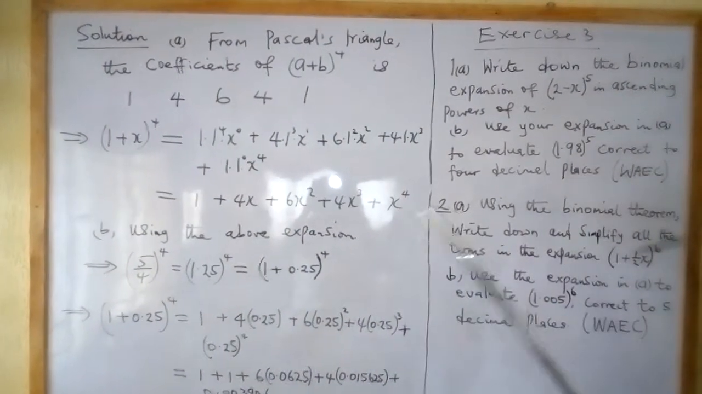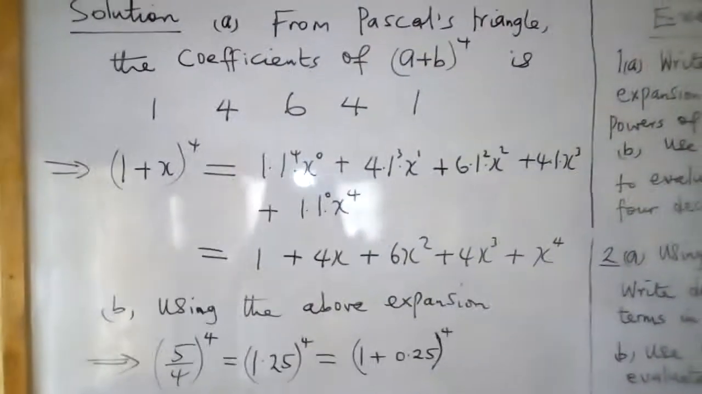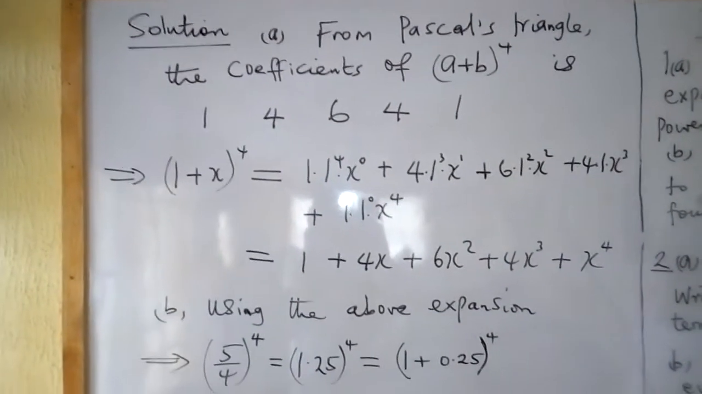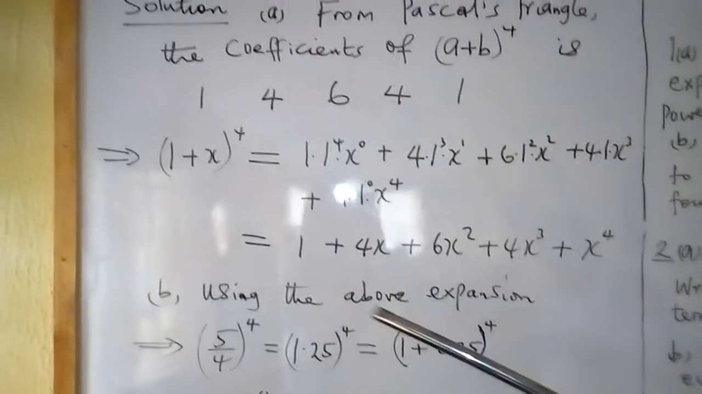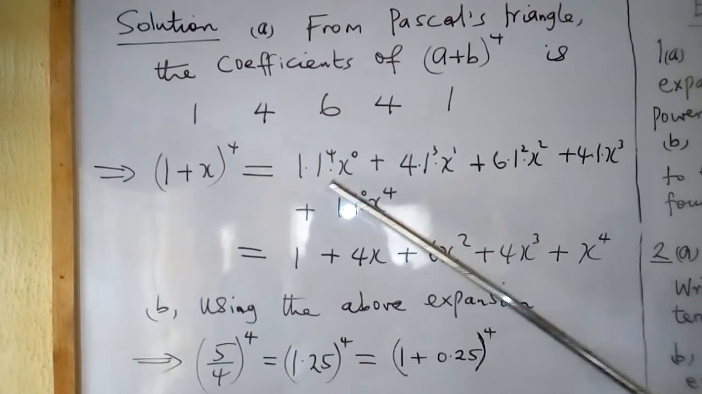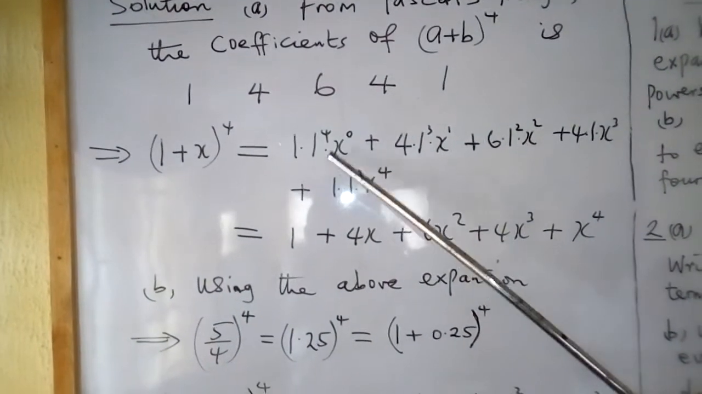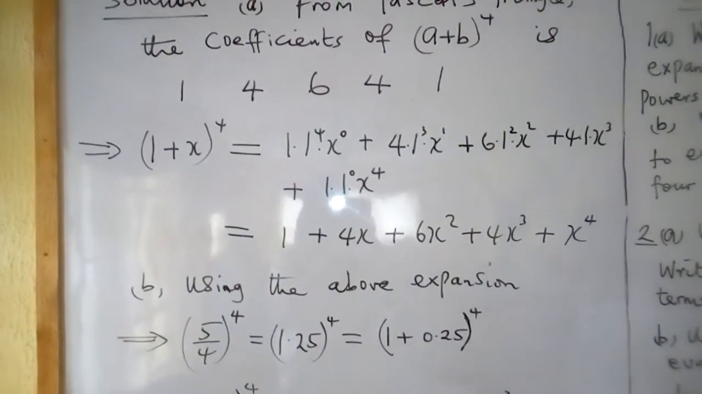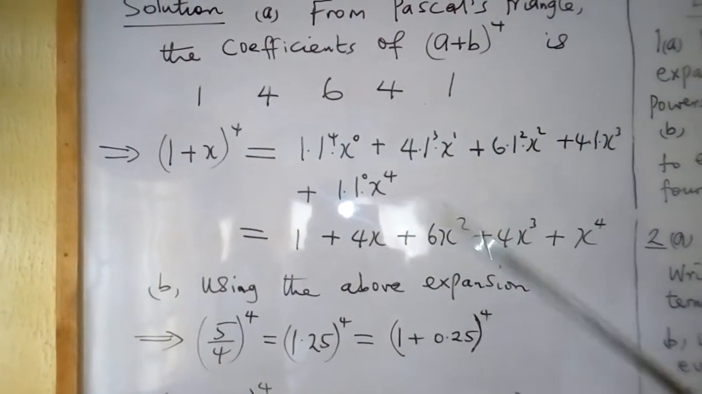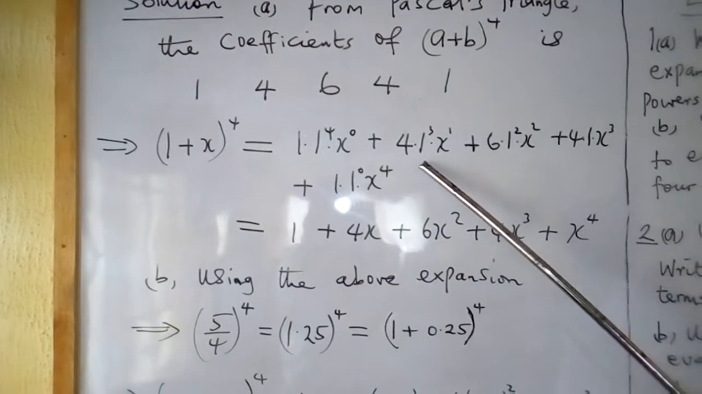Solution to problem 3. From Pascal's triangle, the coefficients of a plus b raised to power 4 are what? 1, 4, 6, 4, 1. Now, 1 plus x raised to power 4 is equal to what? The coefficient of the first term is 1. The first term is 1, which is now 1 raised to power 4. And the second term is x raised to power 0. Plus the coefficient of the second term is 4.